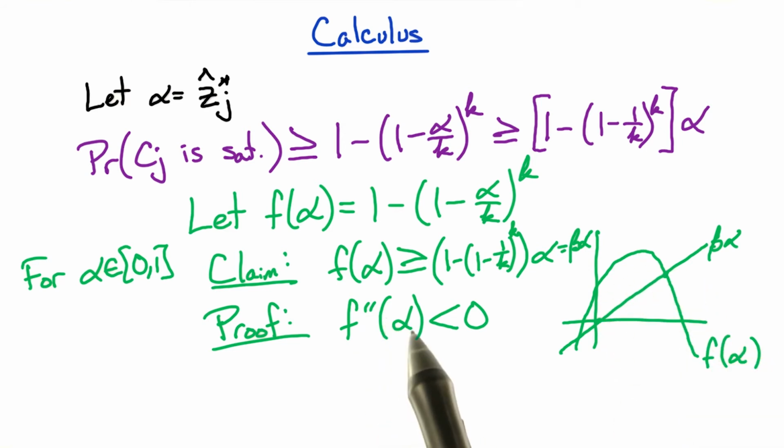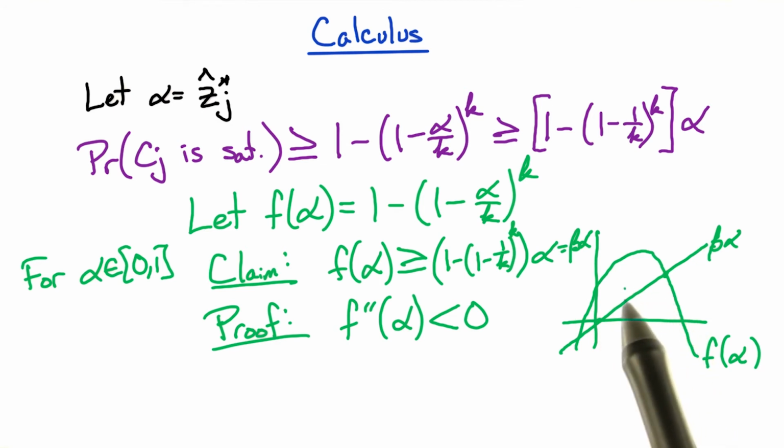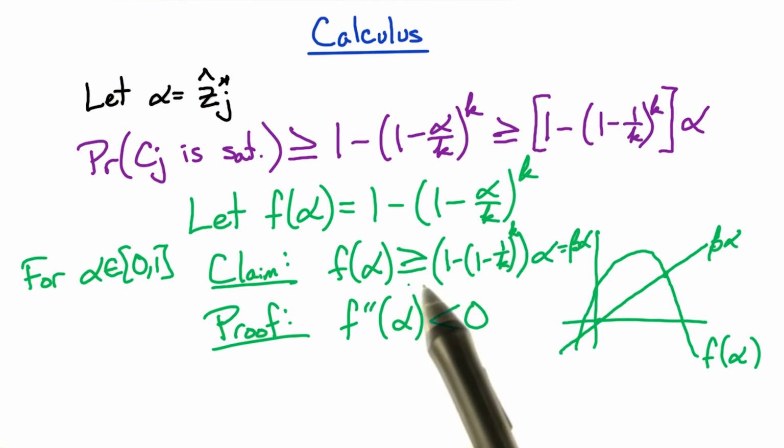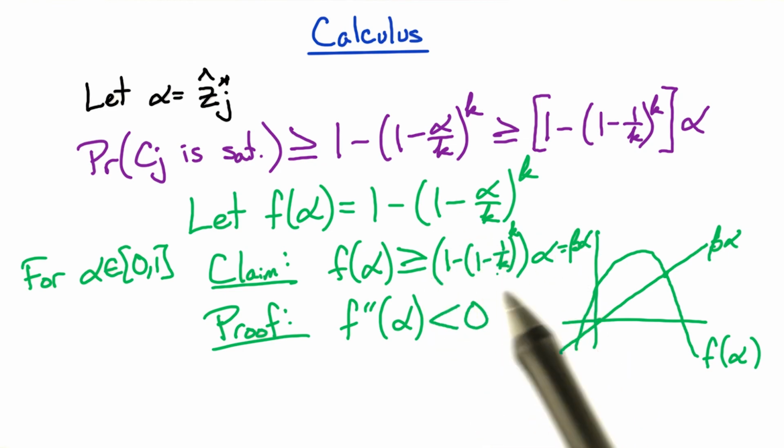So once we take the second derivative and prove it's concave, then it suffices to check the points alpha equals 0 and alpha equals 1. And if you plug in alpha equals 0, we get 0 on both sides, and alpha equals 1, it's straightforward to check that that's also true.